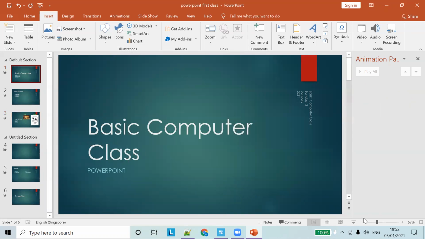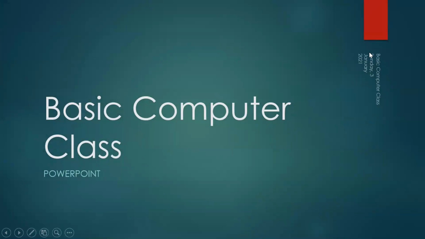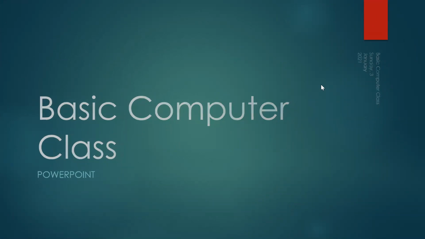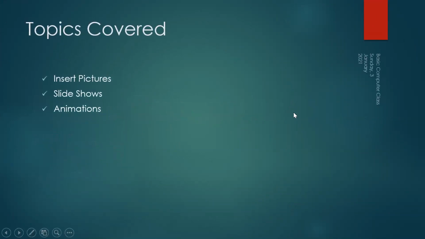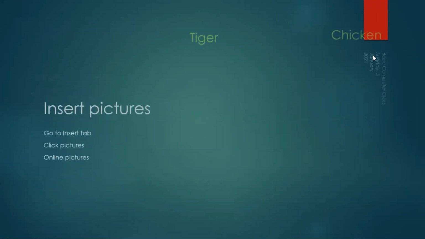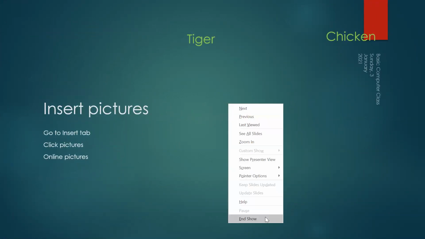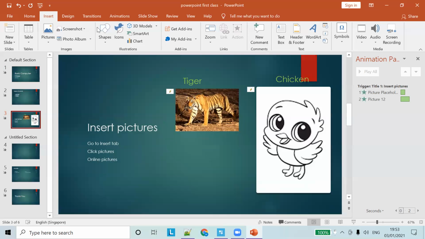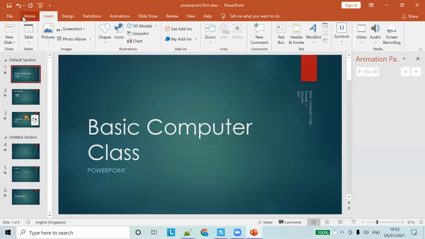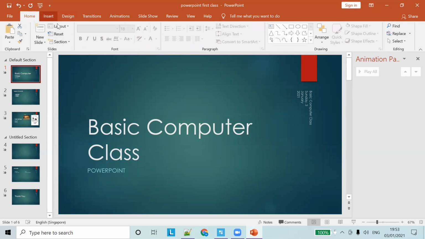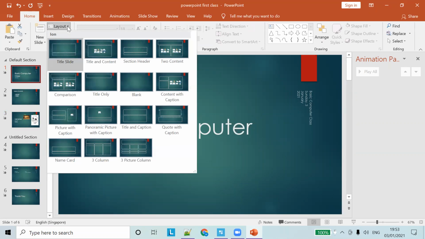So now I print again. Now you can see the date format is changed and also the slide number is not appearing. So using those options, we can control this display. So this is one thing. If we want to change the layout, let's say I'll change the layout for the whole thing.